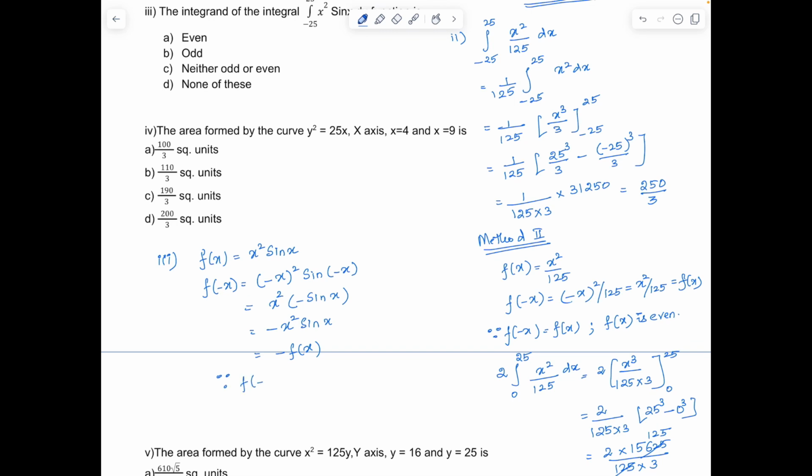Since f of minus x is equal to minus f of x, the integrand is odd. So the option is B.